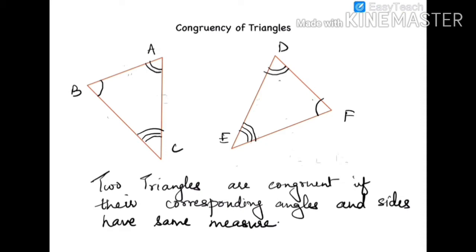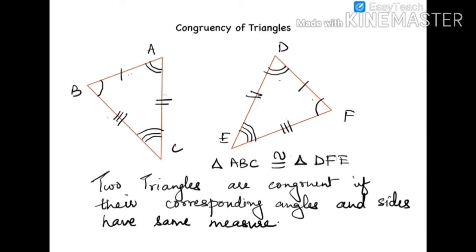The corresponding sides will be AB equal to DF, AC will be equal to DE, and BC will be equal to EF. So symbolically we can write triangle ABC congruent to triangle DFE.